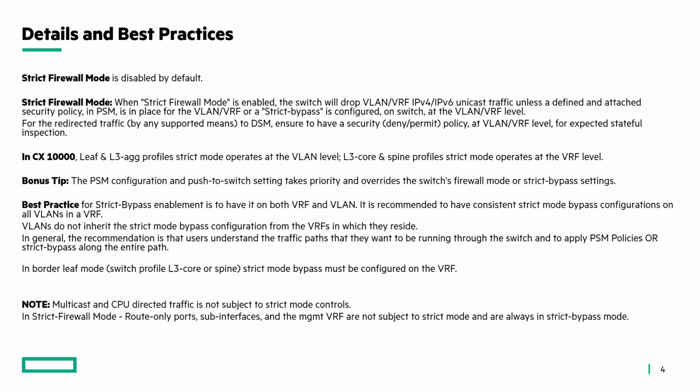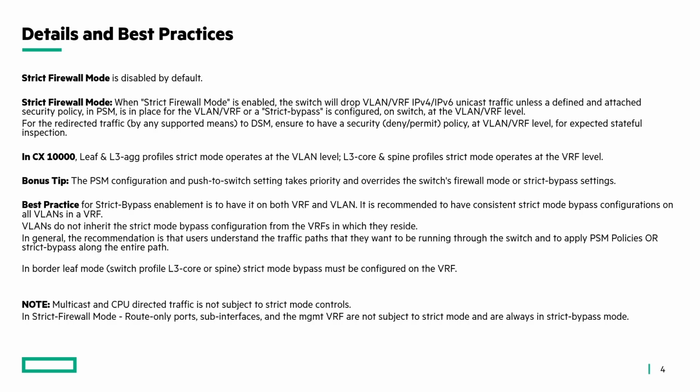Again, I have already highlighted on which profiles the strict mode operates at a different level. So at the leaf or L3 AG, it will be at VLAN level. L3 core and spine profile, it would be at the VRF level. The best practice I would suggest for strict bypass, that's mostly wherein you're trying to control which traffic should be inspected or should be part of firewall mode or not. So if you're having a strict bypass enablement, make sure you have it on both the VRF and VLAN level.